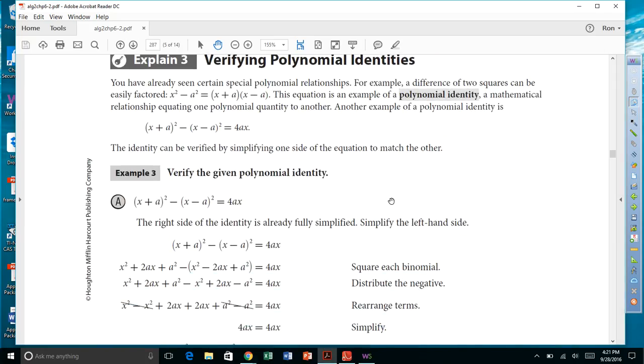Verifying polynomial identities. You have already seen certain special relationships. For example, a difference of two squares can be easily factored. X squared minus a squared equals x plus a times x minus a. This equation is an example of a polynomial identity, a mathematical relationship equating one polynomial quantity to another. Another example of a polynomial identity is x plus a squared minus x minus a squared, which is 4ax. The identity can be verified by simplifying one side of the equation to match the other.